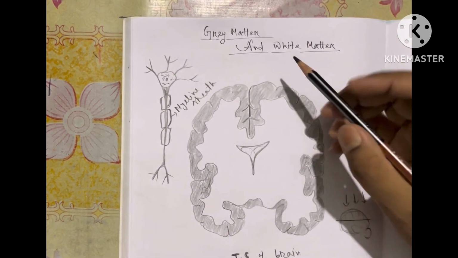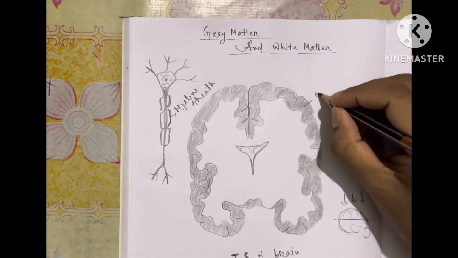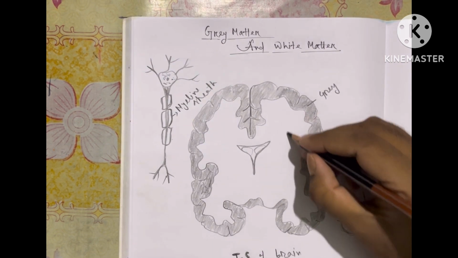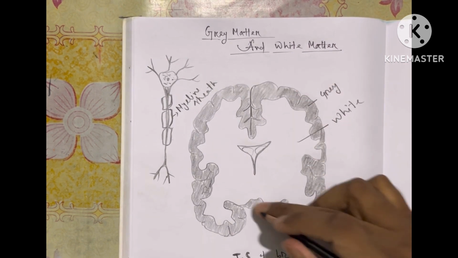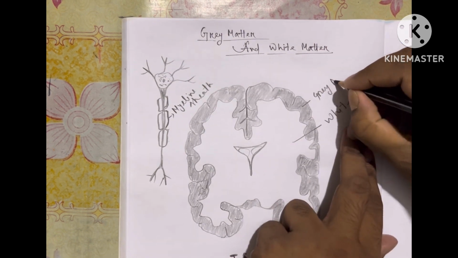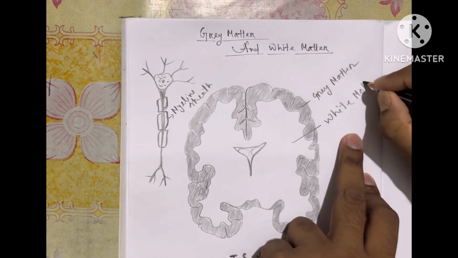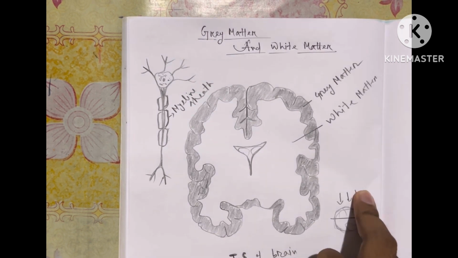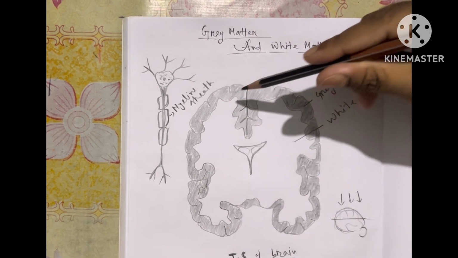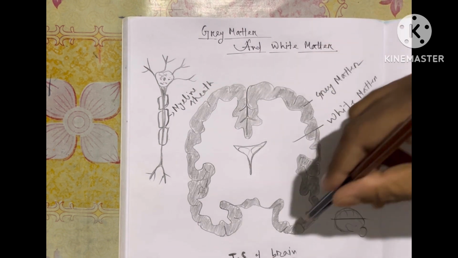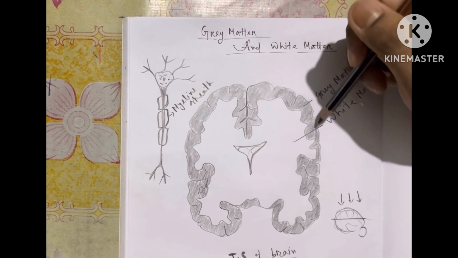Now here you can see the periphery of the brain is gray in color, and the middle portion is white in color. The periphery that is gray is called the gray matter, and the middle portion is called white matter. Gray matter is nothing but the periphery of our cerebrum. This is the cerebrum and the cerebral cortex. The periphery is called the cortex.